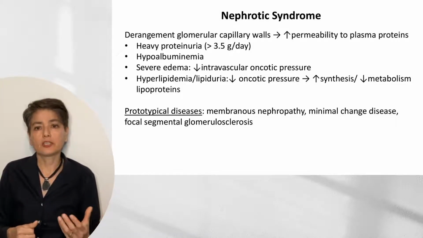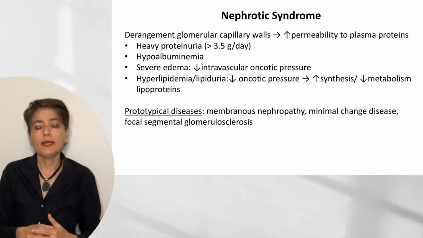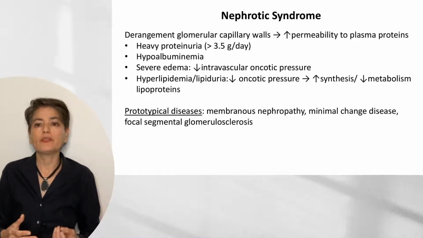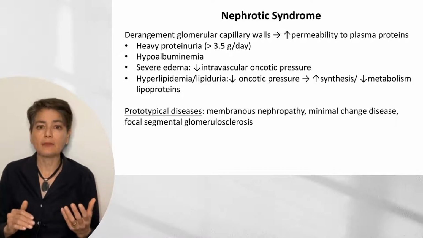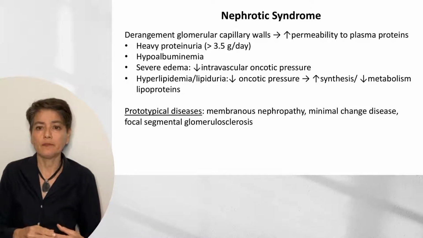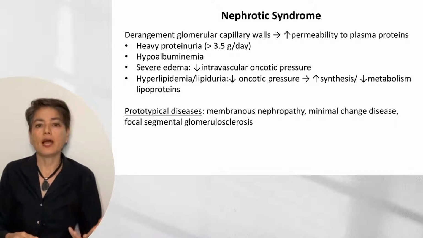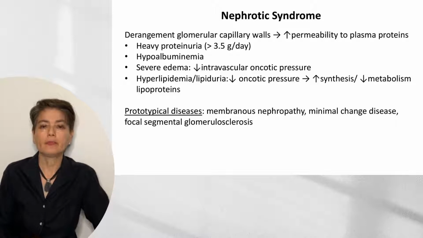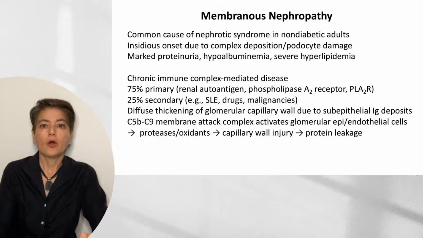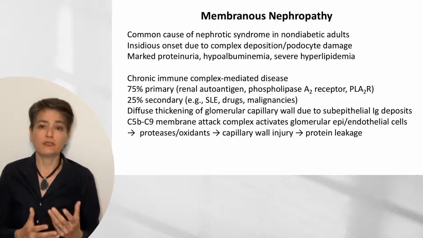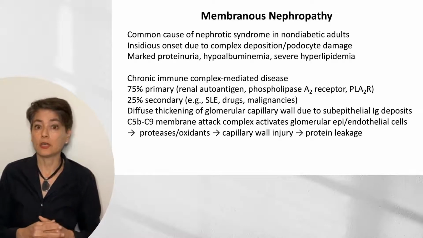One of the other consequences of a decrease in oncotic pressure is that it is going to increase the synthesis and decrease the metabolism of lipoproteins in the liver. What this is going to lead to is our hyperlipidemia and our lipiduria. These are our prototypical diseases: membranous nephropathy, minimal change disease, and FSGS, and we're going to focus on membranous nephropathy for this talk.